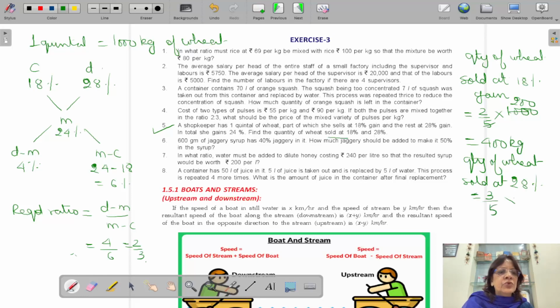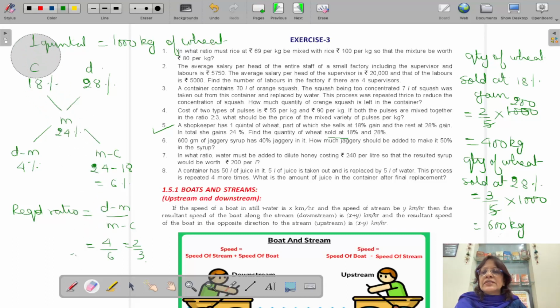3 upon 5 into 1000. Answer will be 600. I hope this is clear. Find the quantity of wheat sold at 18% and 28%. 2 by 5 into 200 into 1000 will give us 200 kg. 200 into 2 will give us 400 kg of wheat sold at 18% and 600 kg of wheat sold at 28% gain.